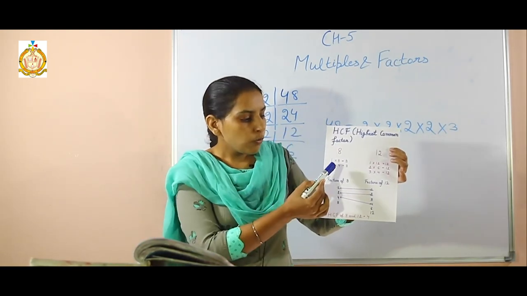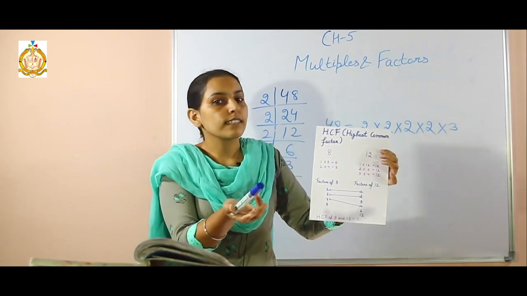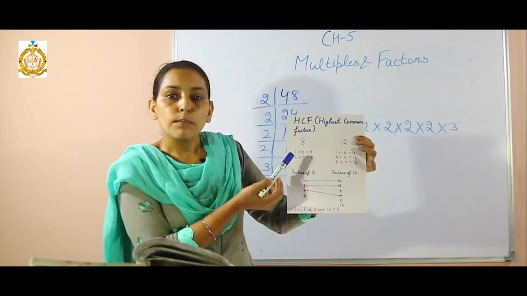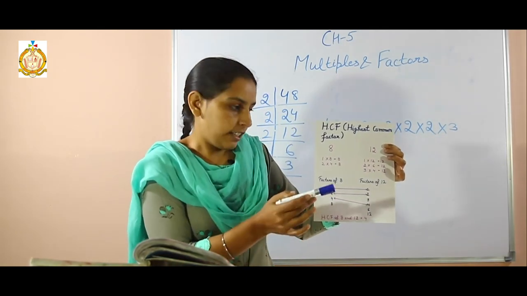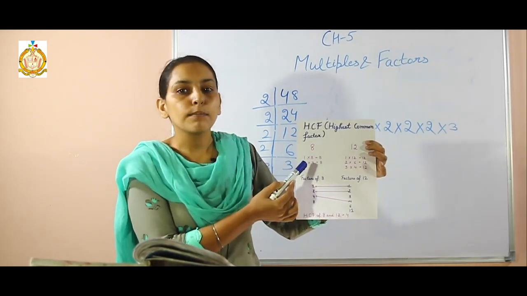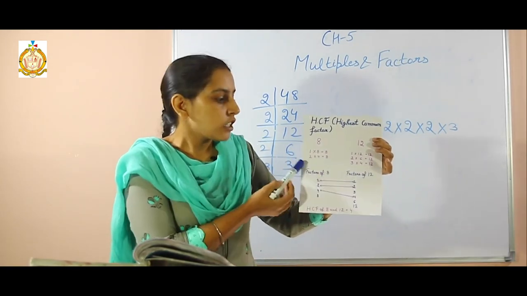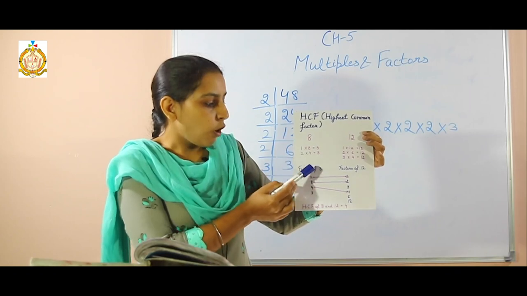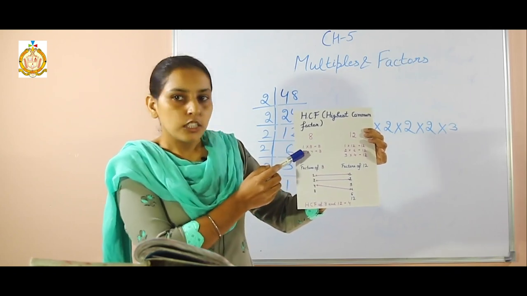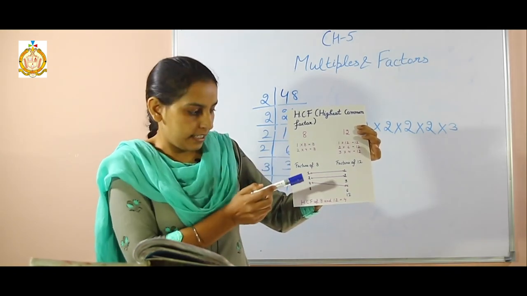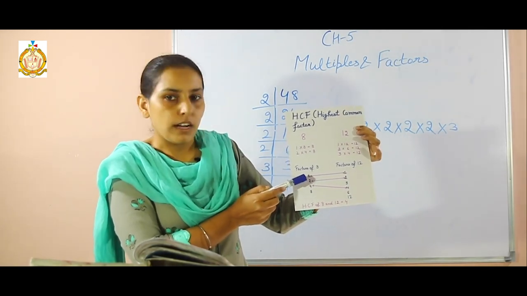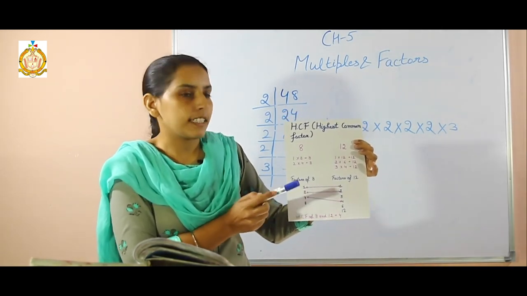4 into 2 or 2 into 4 is the same thing. Next, 8 comes in its own table. 1 into 8 and 8 multiplied by 1 is the same thing. So, the factors of 8 are 1, 2, 4 and 8.